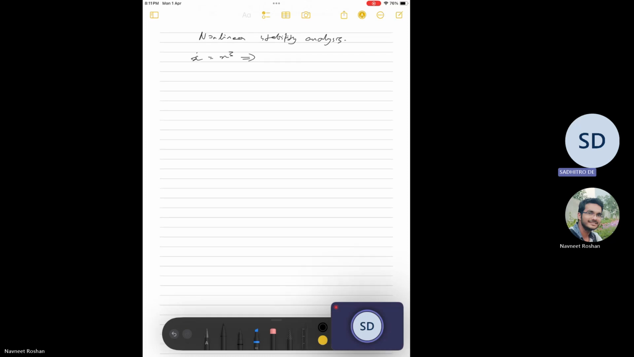We can also see another interesting example of a fixed point, which is not stable and unstable, but a semi-stable fixed point. So suppose you consider the equation that x dot equal to x square.